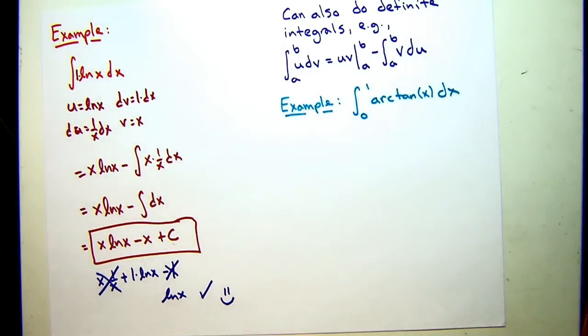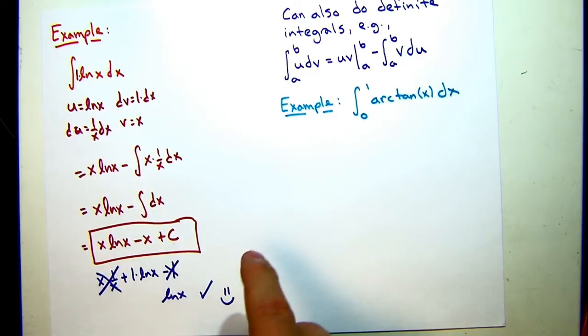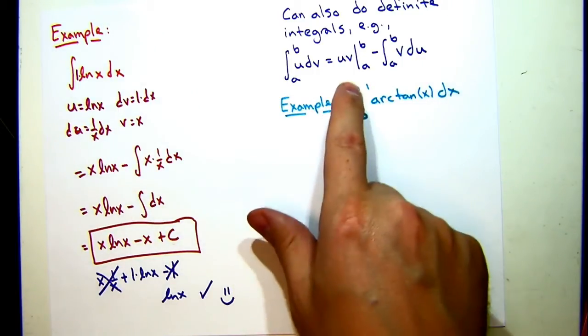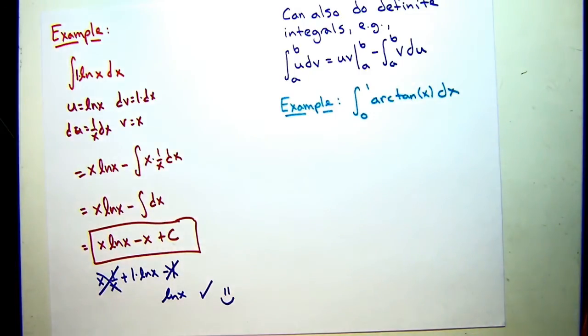Success. So far we've talked about doing integration with antiderivatives. We can also do definite integrals. So suppose we want to find the integral from a to b of u dv. Well, it is uv evaluated from a to b minus the integral from a to b of v du. Why? Well, we just go back to our product rule and we integrate both sides from a to b, and the result pops out. Easy.